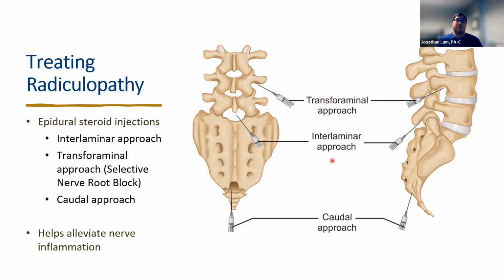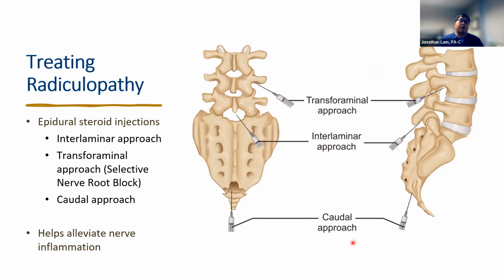Then another approach is the interlaminar approach. This is going in between your actual vertebrae bones. And with this, you get a little bit more of a bigger spread. So you might get medication spread, not just here, but up a couple levels as well as side to side to some of the nerve roots. So that might cover a little bit more area.